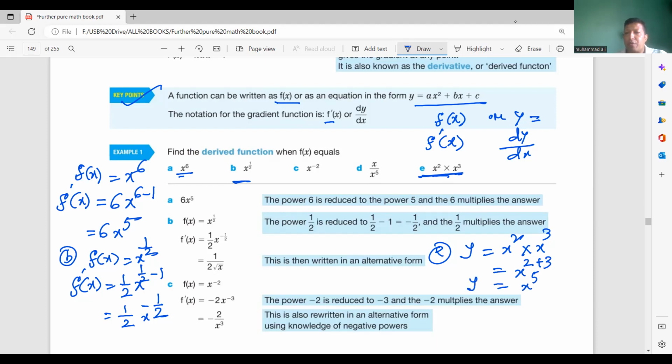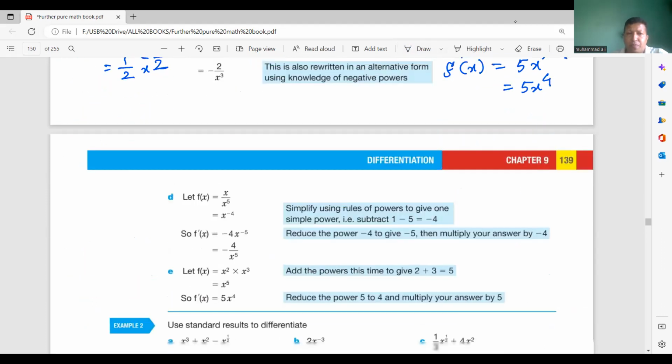Y equals x to the power 5. Now if we do differentiation, if we mention this y as f(x), then we can write f prime x equals 5x to the power 5 minus 1. So it will be 5x to the power 4. So example one, all are the basic formula for differentiation.